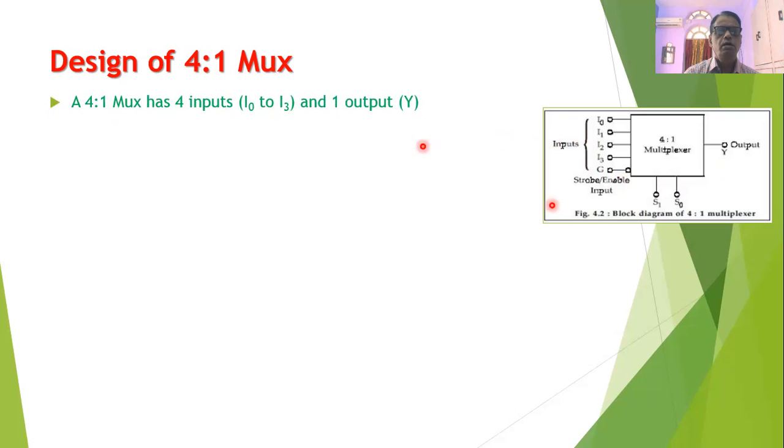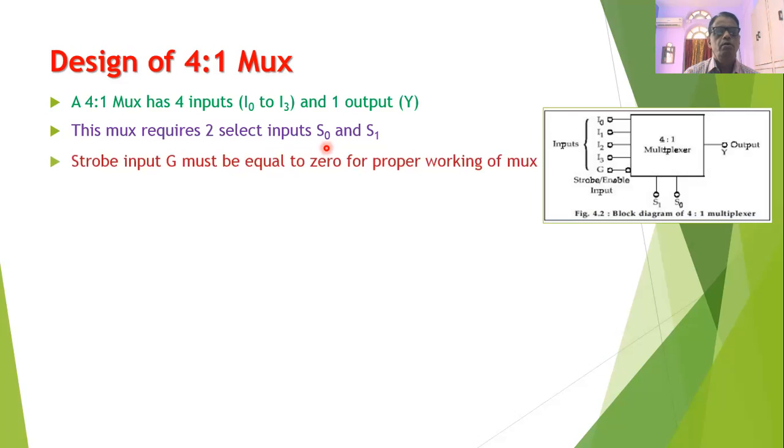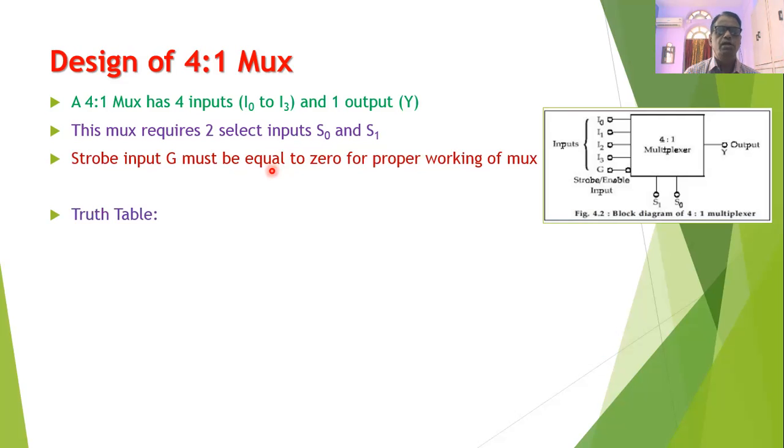This multiplexer, as its name indicates, is a 4 to 1 multiplexer, and therefore it will require 4 inputs I0 to I3 and 1 output Y. This multiplexer will require the 2 select inputs S0 and S1, because when we have 2 select inputs, we can have 4 possible combinations, and that is the reason there are 2 select inputs for this multiplexer. The strobe input or enable input must be equal to 0 for proper working of the multiplexer.